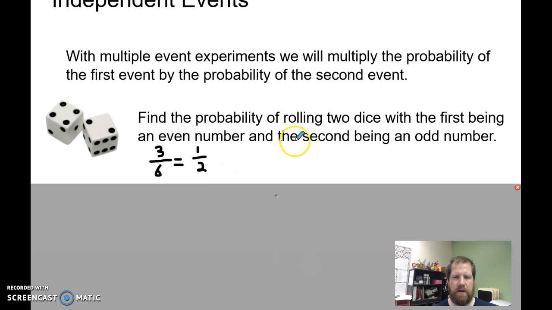And then the second one is basically the same thing, an odd number: 1, 3, 5, 3 out of 6, or 1/2. So to find the probability of that happening, I'm going to multiply 1/2 times 1/2 to get 1/4. So multiplying the events, remember, these are independent events, ones that don't change based on the outcome of each other.